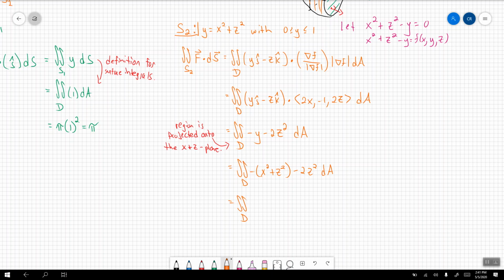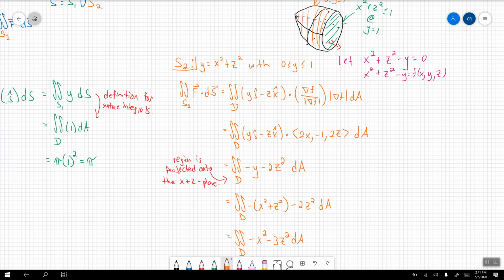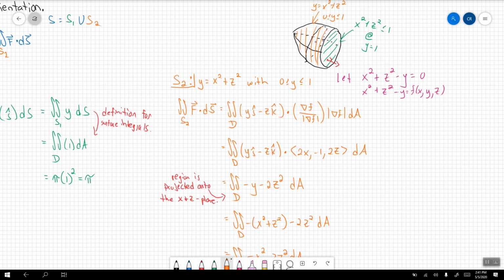Which means this is my double integral over that region of negative x squared, and that's going to be negative and negative, so that's going to be minus 3z squared, with respect to its area. So now all we have to do is figure out, once we project this region onto the x and z plane, what type of region do we get? Well, projecting this orange region onto the x and z plane, we just get a circular disk.